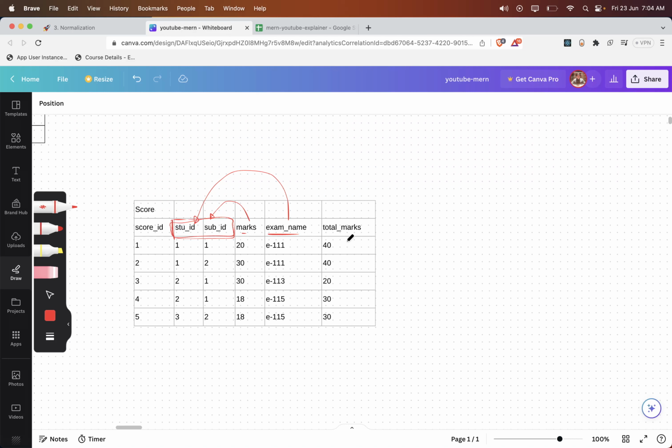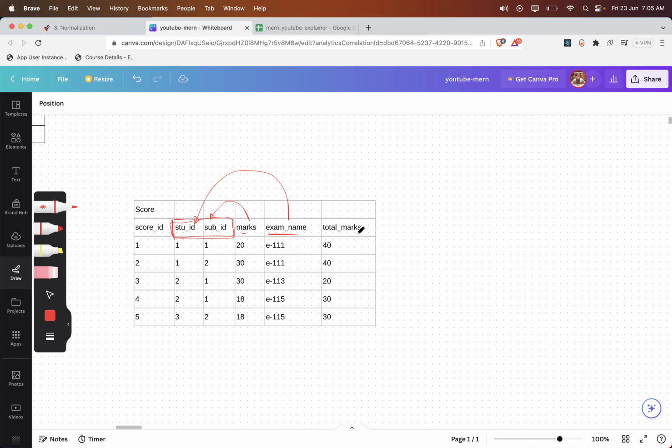So marks and the exam name both are dependent on our primary key. But what do you think, are total marks dependent on student ID and subject ID? Is there any relationship between the total marks, student ID and the subject ID? No. Total marks have nothing to do with the student ID and the subject ID. But the total marks are dependent on the exam name. Well, exam name is not a primary key. Exam name is not a prime attribute or the primary key column.